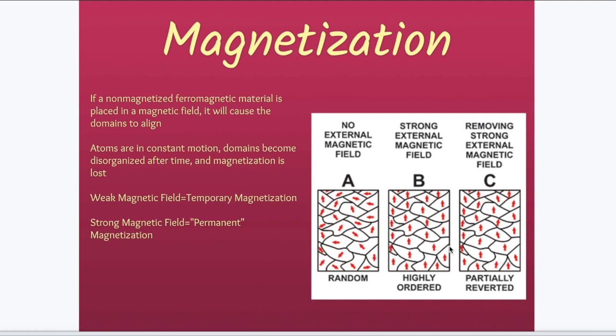However, if you use a really strong electromagnet, you would magnetize these domains and align them, and they would stay aligned for quite a long time and become a quote-unquote permanent magnet. However, there's no such thing as permanent magnets because over time, even the strongest magnet will ultimately degrade.